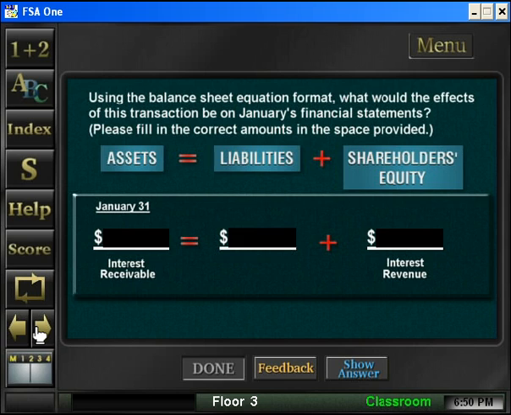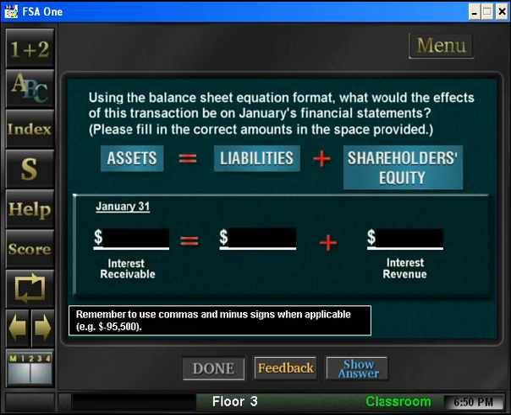Using the balance sheet equation format, what would the effects of this transaction be on January's financial statements? Please fill in the correct amounts. The firm has earned interest revenue of $100 and has the right to receive $100 when the note comes due.